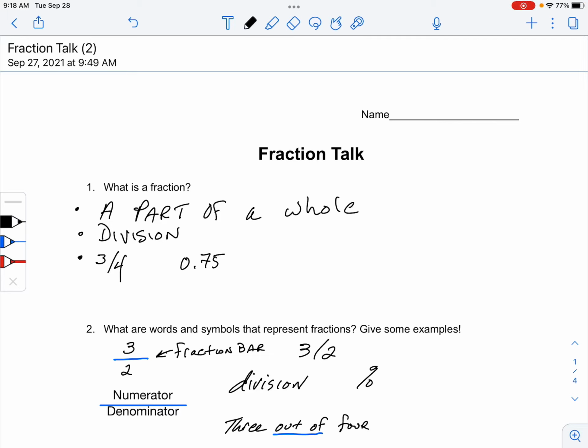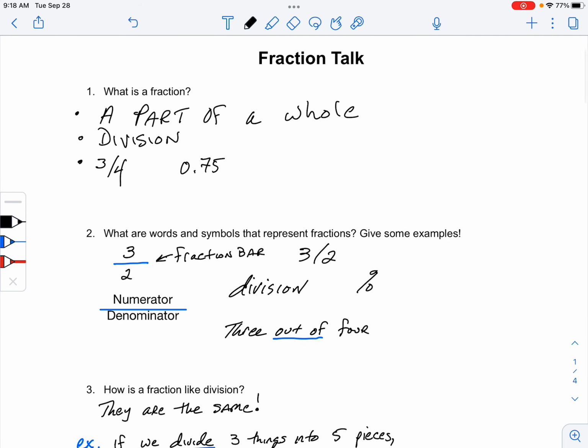In this video, I want to review some ideas about fractions and hopefully help you make some connections between fractions, decimals, and percentages. So when we think about what a fraction is, there are lots of different ways that we could think about that. We can think of it as a part of a whole. We may think that it has something to do with division. We can think of different representations like 3/4. We can think of decimal 0.75, which is the same as 3 out of 4. Right? So lots of things when we think about what a fraction is. Probably our best definition is just a part of a whole.